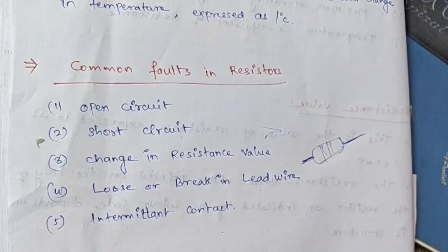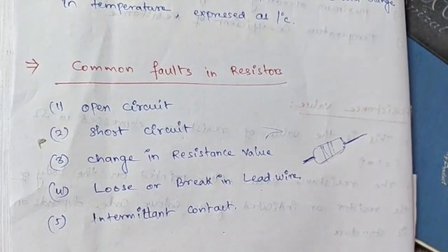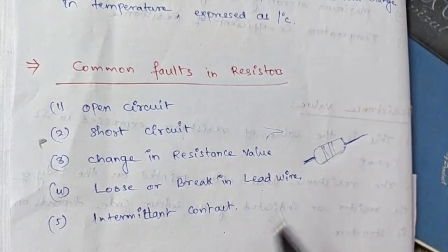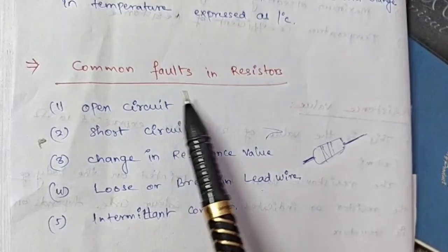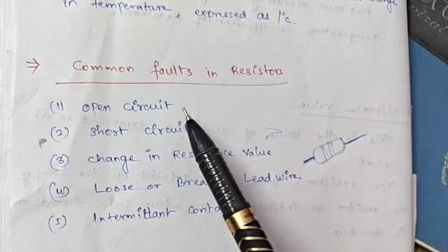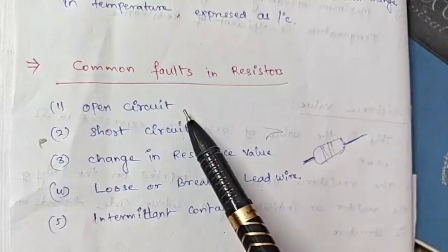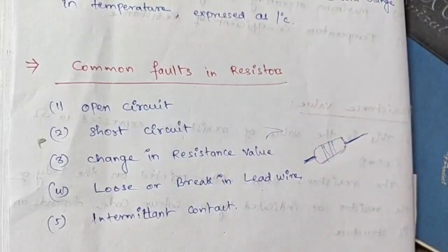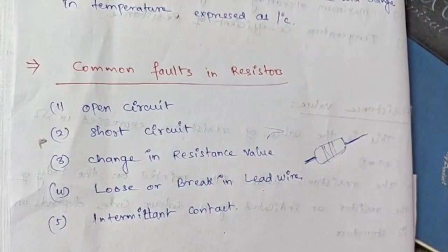Right. So these are the common faults in a resistor, and they will ask for either 2 marks or 3 marks: mention the common faults in a resistor. If it is for 1 mark, write one. If it is asked, write any 2. If it is 3 marks, we have to write all 5 faults.